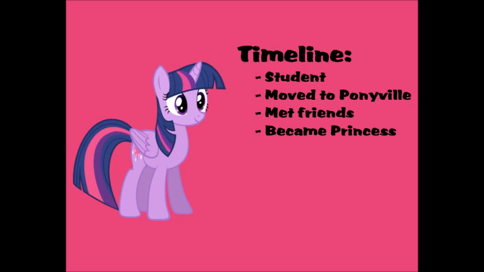Twilight Sparkle was a student of Princess Celestia. She moved to Ponyville, where she met her friends, and later became the Princess of Friendship. By having this timeline, you can keep a consistency of what Twilight knows and what she would do.